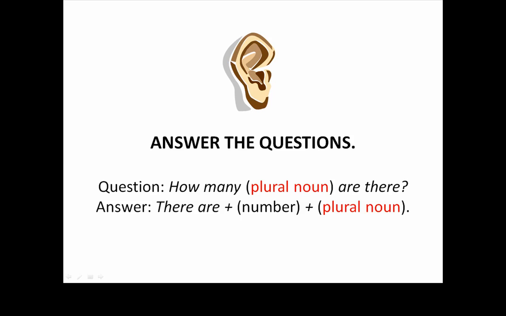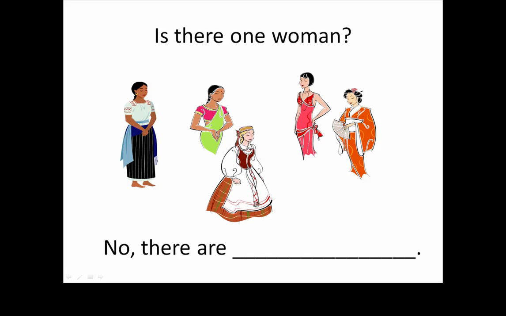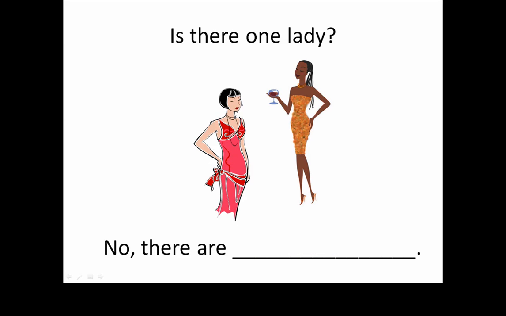Let's do an example together. Is there one man? You count and tell me, no, there are six men. Okay, let's begin. Your turn. Is there one woman? No, there are five women. Is there one lady? No, there are two ladies.